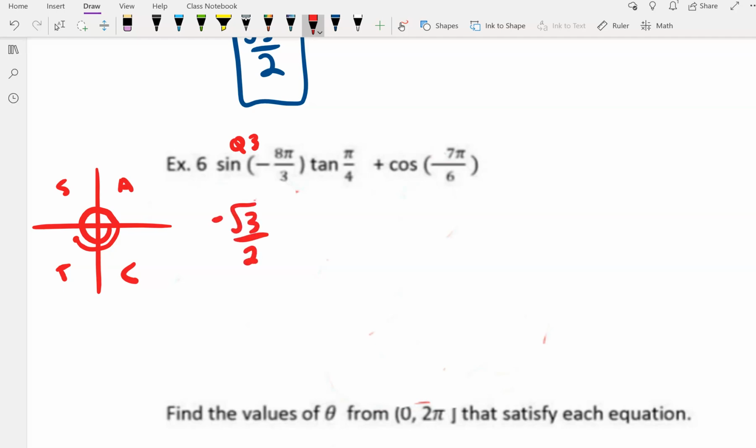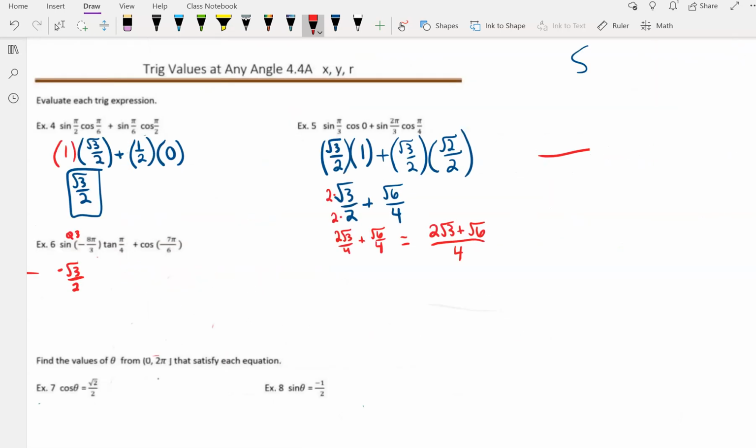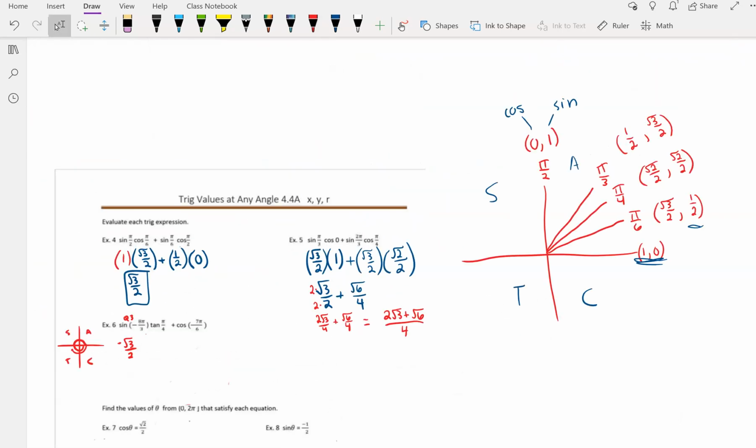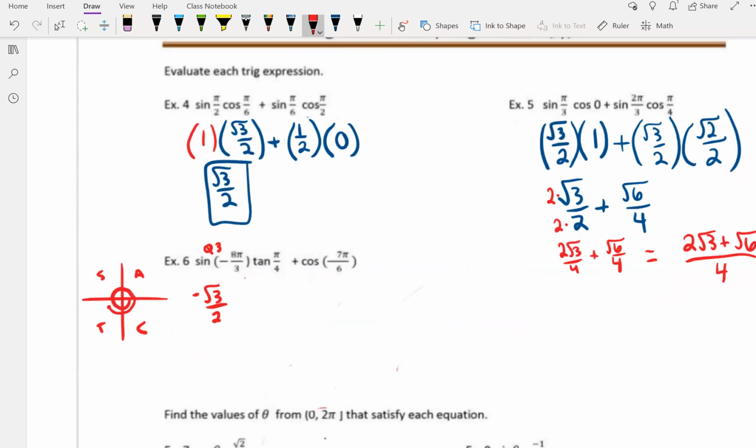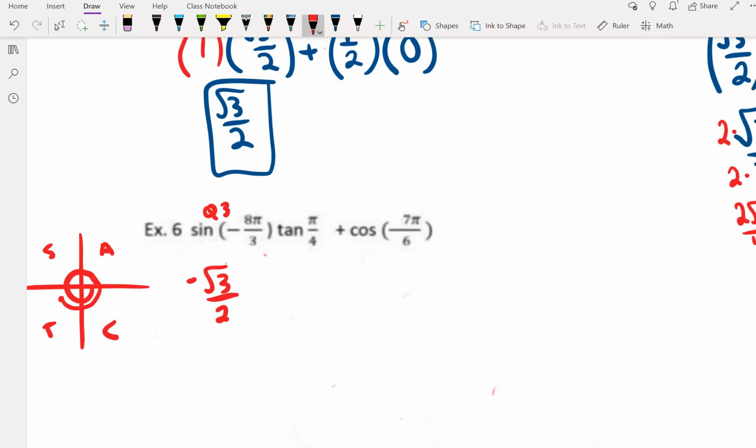If you didn't remember what sine of pi over 3 was, use your unit circle. Sine of pi over 3, so your y-coordinate of pi over 3 is root 3 over 2. All right, now tangent of pi over 4. Tangent of pi over 4 is always 1, because sine and cosine are both root 2 over 2. And it's going to be positive since it's in the first quadrant.